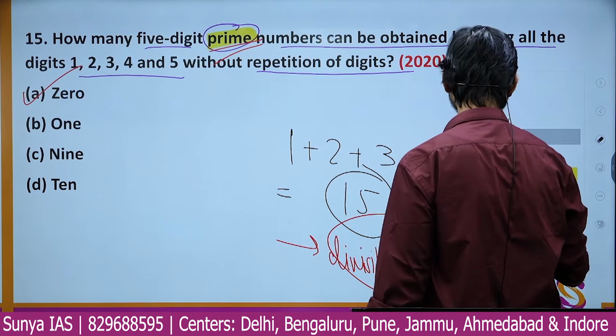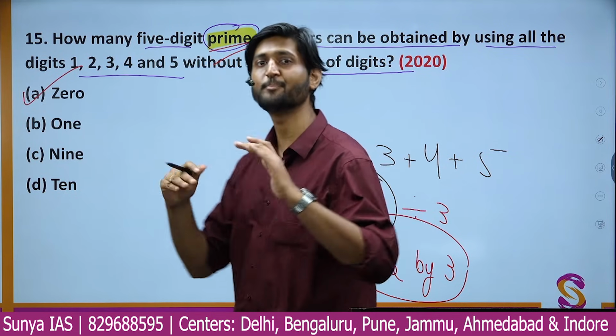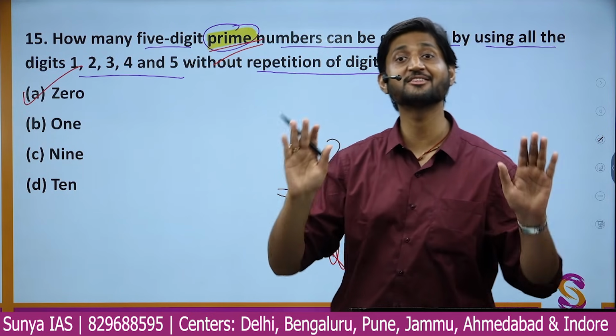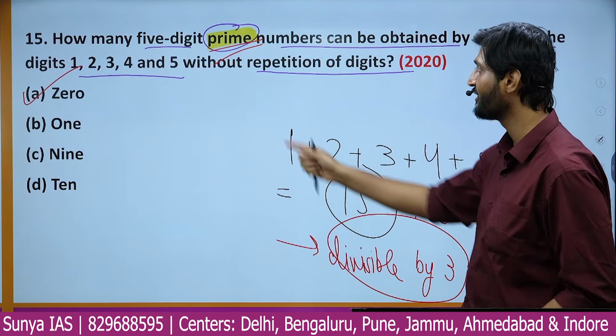So as you can see, it is quite interesting that the question appears to be a question of permutation and combination, but in reality it is just a very simple and trivial question of number system.